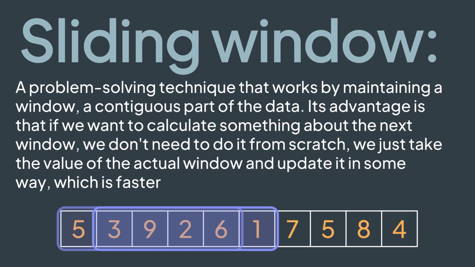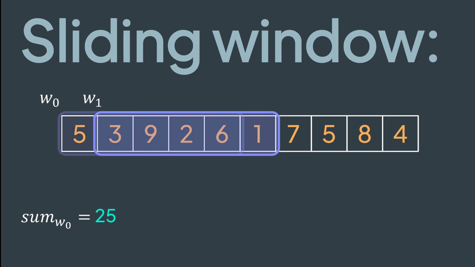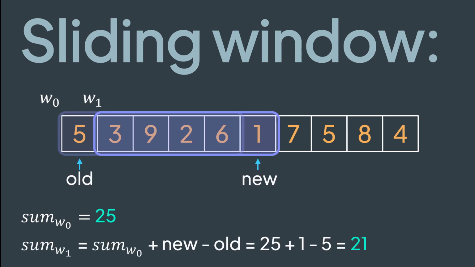Quick example, we have this window and we know that the sum of its elements is 25. If we want to get the sum of elements of the next window, we don't calculate the sum from scratch. We just take the sum of the actual window, add the new element, subtract the old element, and we get the new sum in O(1) time. O(1) because the length of the window doesn't affect the number of operations.